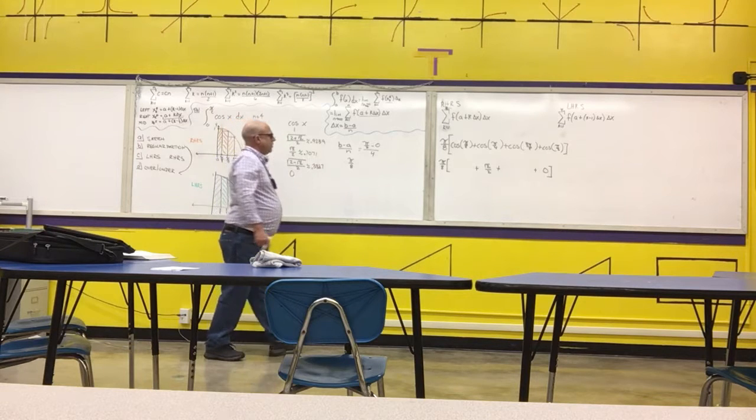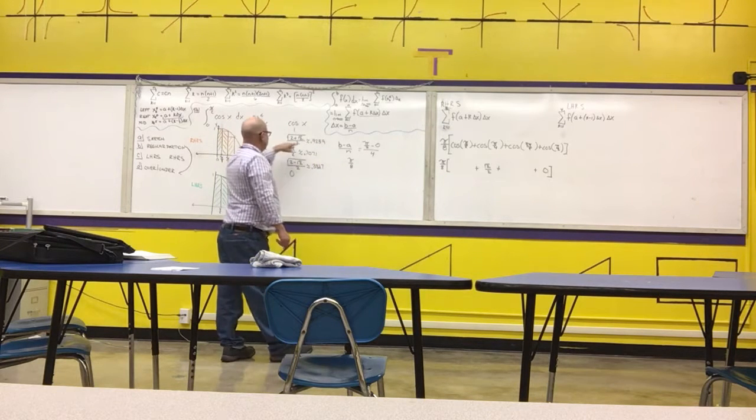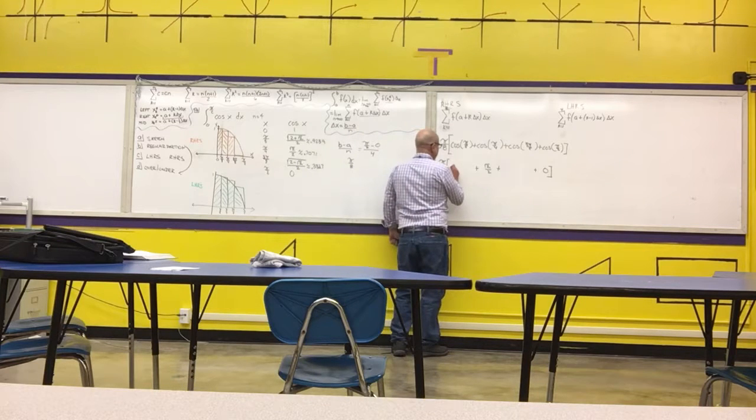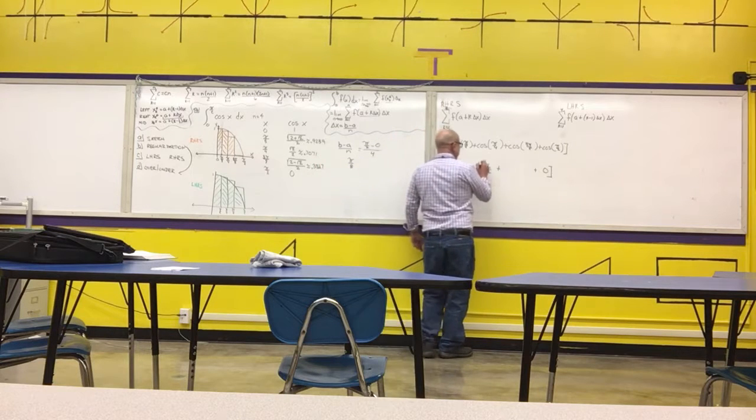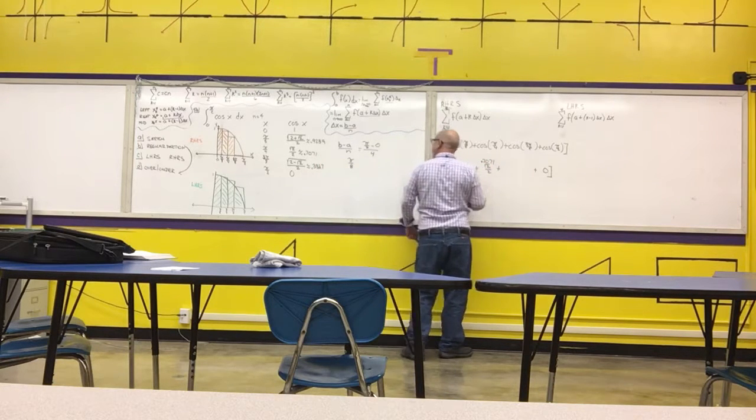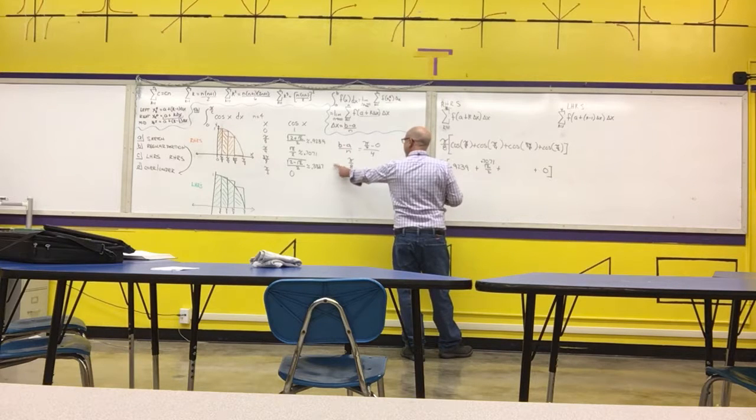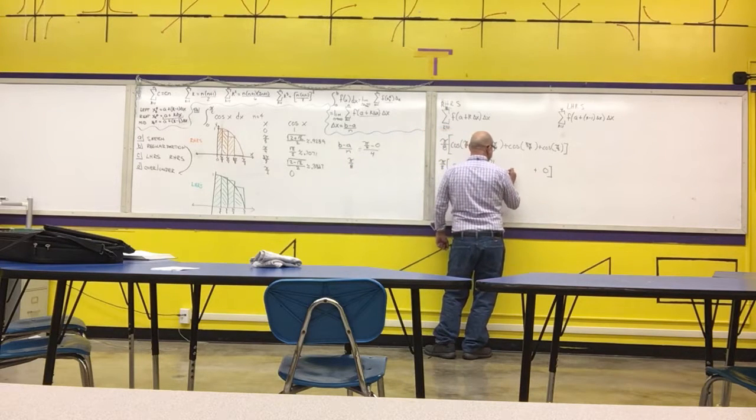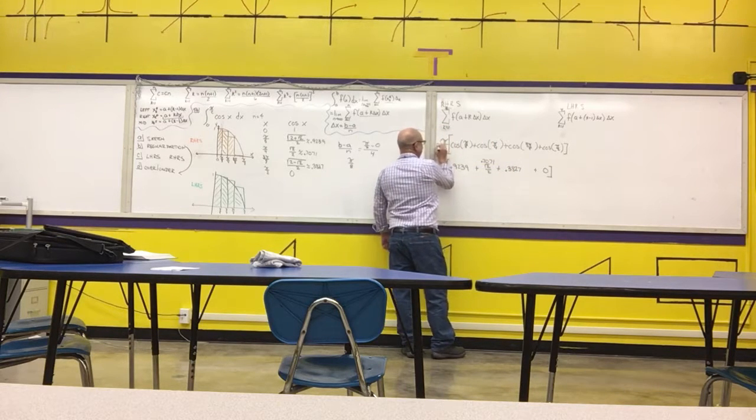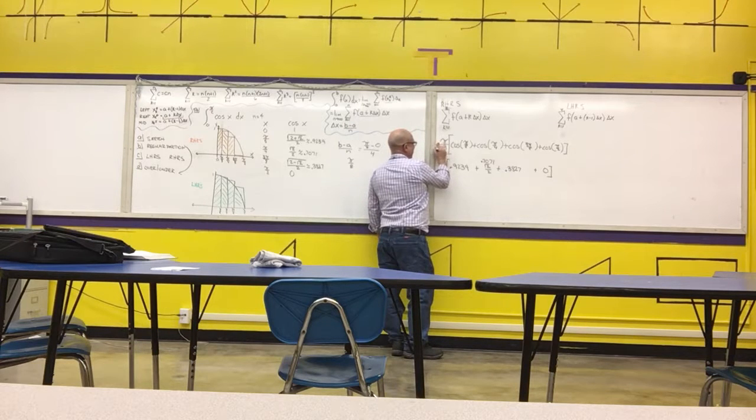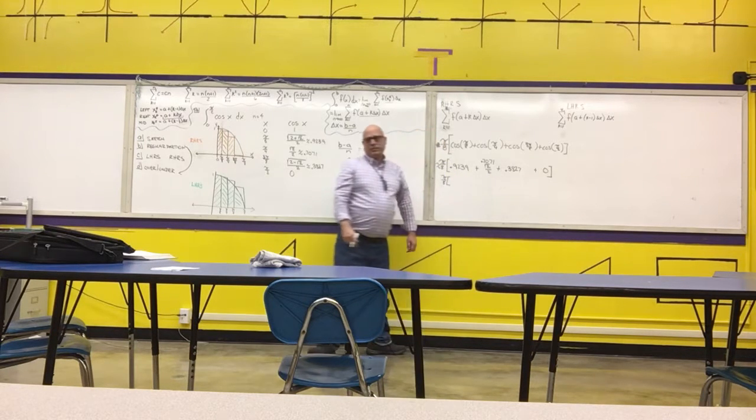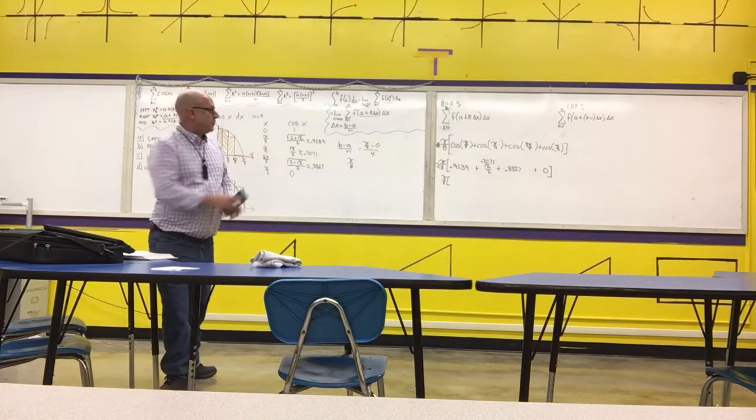So cosine of pi eighths is approximately 0.9239. Square root of 2 over 2 is approximately 0.7071. Cosine of 3 pi eighths is approximately 0.3827. All of these are going to be approximations because I'm doing just a small number of subintervals. Next thing I want to do is add up the sum inside of the parentheses. So I will use my calculator.